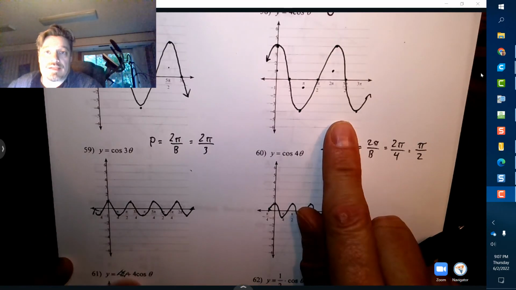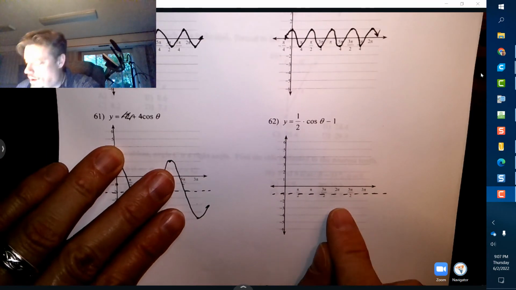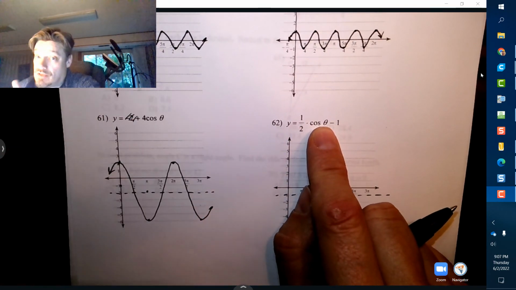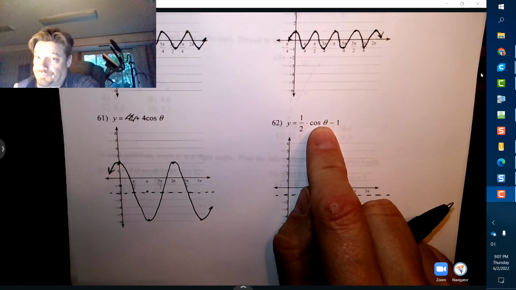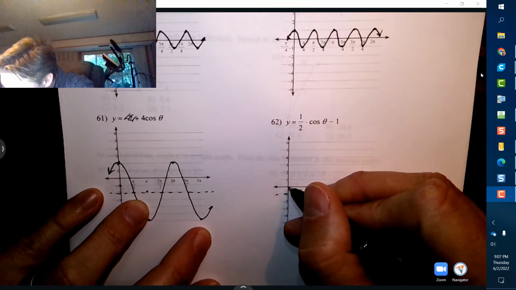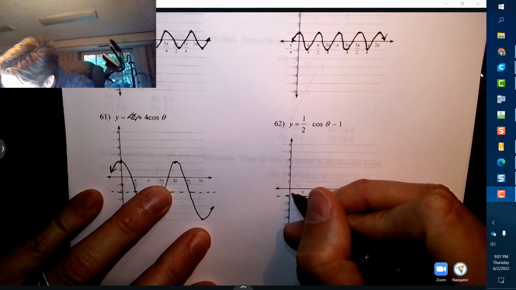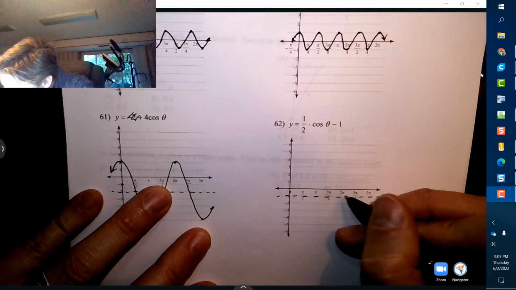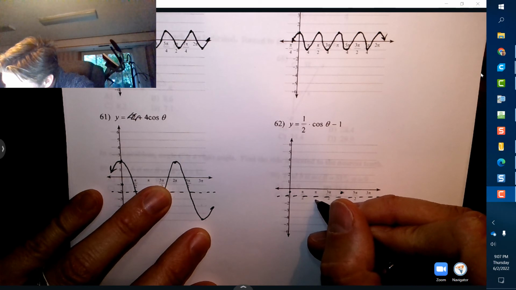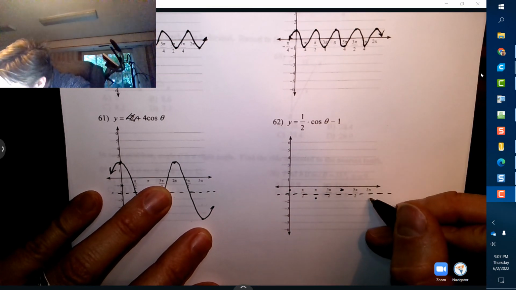This one has been shifted down 2. Over here, it's shifted down 1, but notice that the period is still 2 pi. No change there. And I'm just going to go half of that distance. So instead of going a full unit from the midline, I'm going half a unit. I'm going all the way to 2 pi, that's the max. Then right in the middle, it'll hit its minimum. So it's quite small, but this pattern is going to continue.